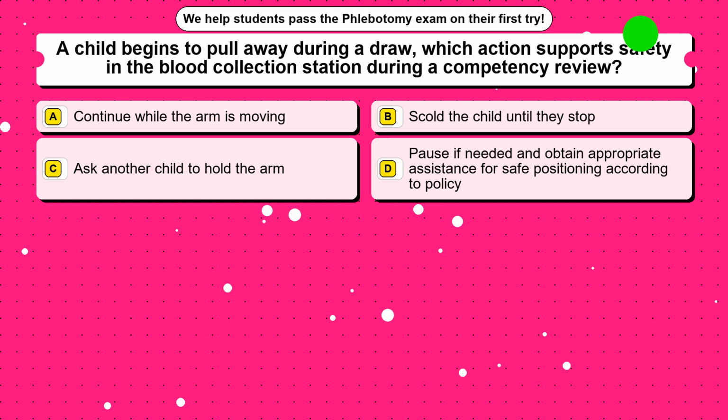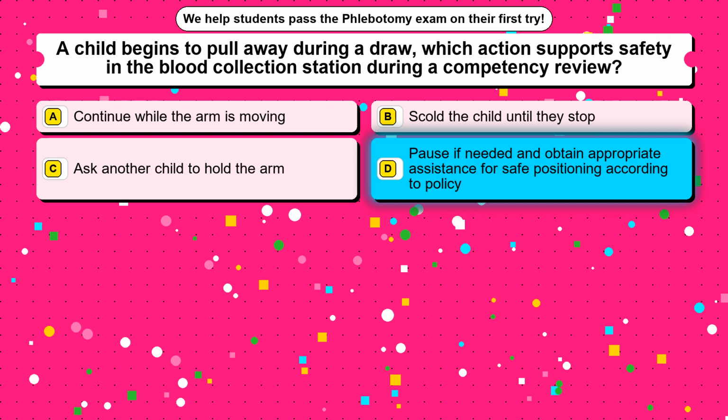Question 84. A child begins to pull away during a draw. Which action supports safety in the blood collection station during a competency review? Option A. Continue while the arm is moving. Option B. Scold the child until they stop. Option C. Ask another child to hold the arm. Option D. Pause if needed and obtain appropriate assistance for safe positioning according to policy. The correct answer is option D.